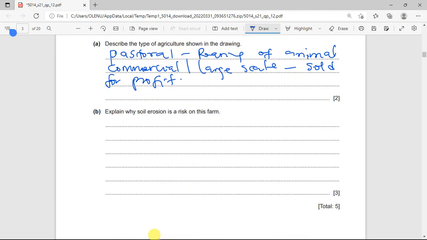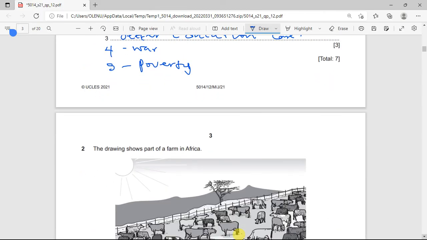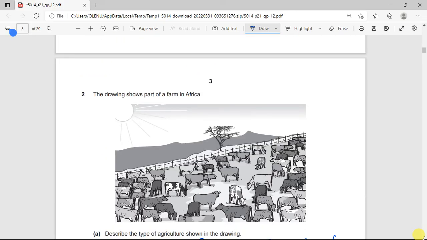Now they say explain why soil erosion is a risk on the farm. Let's go back. From the diagram you'll be able to tell some of this. First we have a large concentration of animals, so there are a lot of animals and you expect that overgrazing will be taking place. Since there are lots of animals, you expect overgrazing.